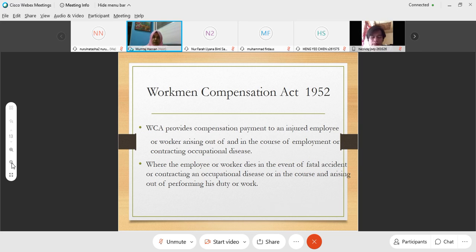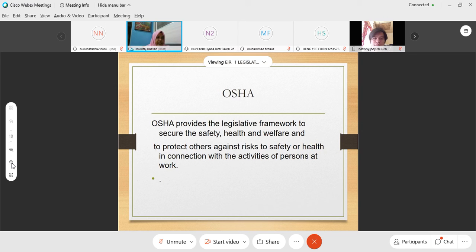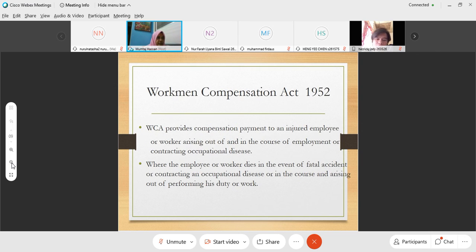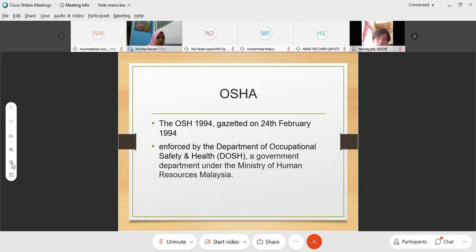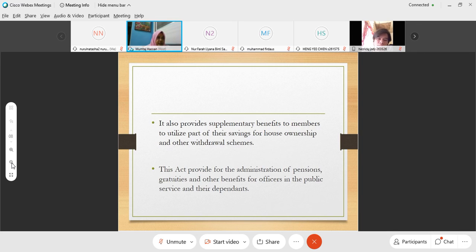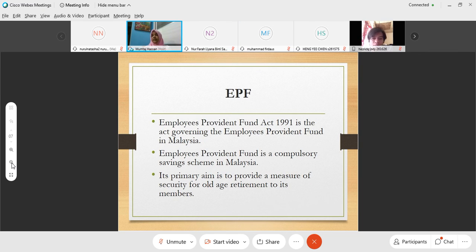Okay. So these are the legislation related to our course here, Employment and Industrial Relation Act. Any questions so far? Soalan ke? Madam, is EPF for the public sector? EPF is both. If you're working in the private sector and also the government sector, EPF applies to both sectors.